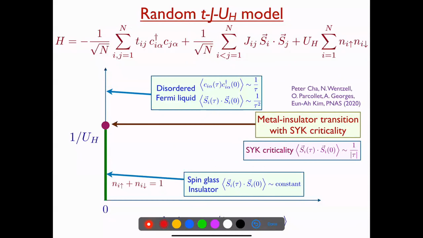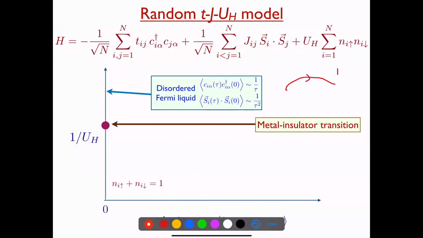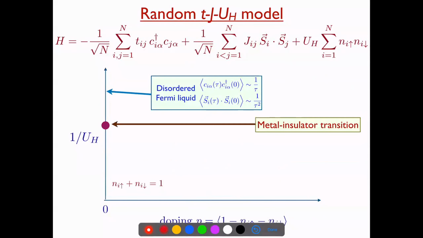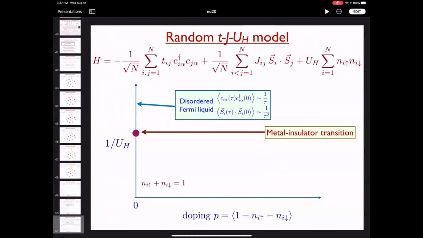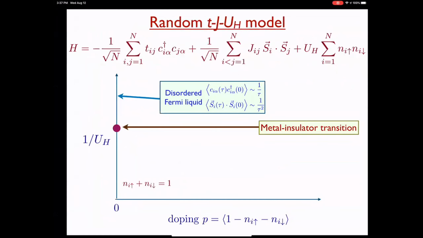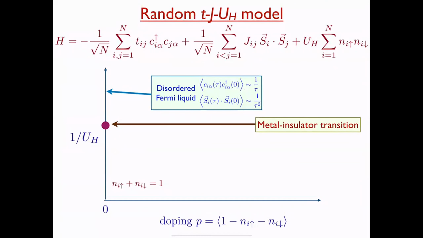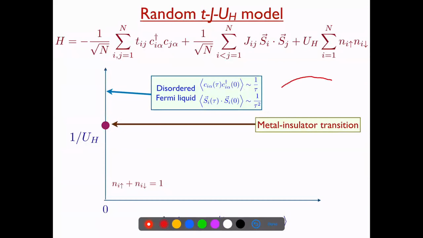Furthermore, the spin correlations are basically just a bubble diagram. The Green's function goes as 1 over tau, and the spin correlation is a bubble, so that will be a product of two Green's functions, and the spin correlation therefore decays as 1 over tau squared.